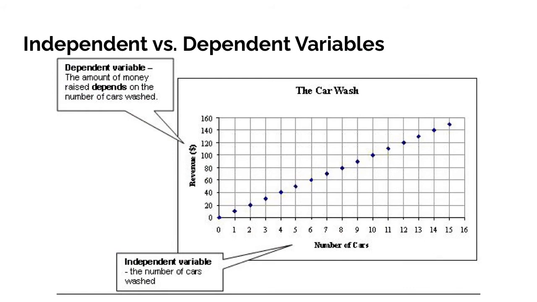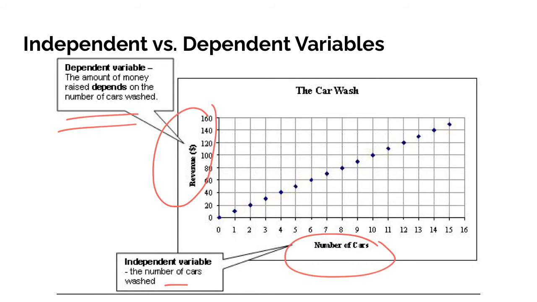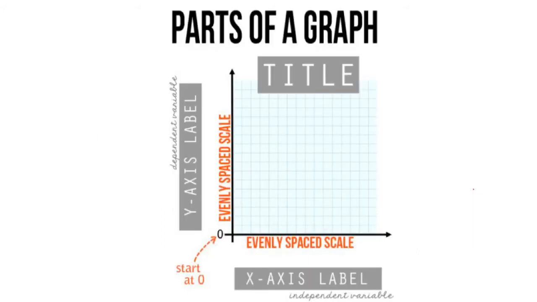So guys, it's really important to know that the independent variable always goes on the x-axis. The independent variable always goes on the x-axis. The dependent variable always goes on the y-axis. So look, the independent variable was the number of cars washed, and the thing that depended on that, or the dependent variable, was the amount of money raised, because the amount of money raised depends on the number of cars that the individuals washed. So I want to show you guys this graph again to emphasize some really important points.